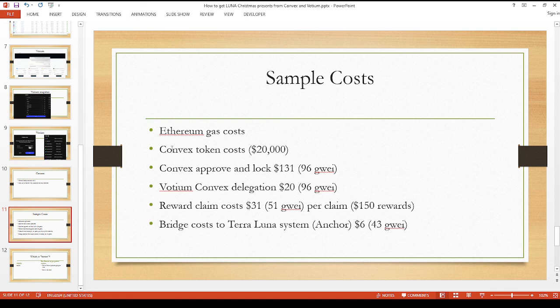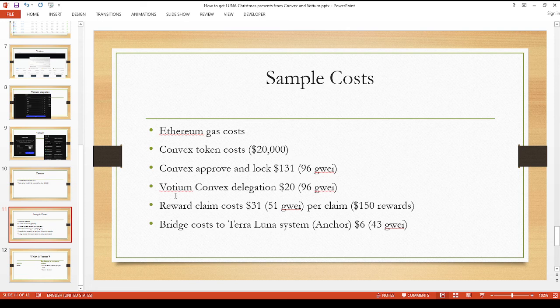Obviously, this is not financial advice or gambling advice or life advice. I'm just showing you what I'm doing. And just to be aware, when you approve and lock on Convex, and again, it's so variable, at the time I paid $131 just to approve and lock, and that was when the gas costs were around 96.